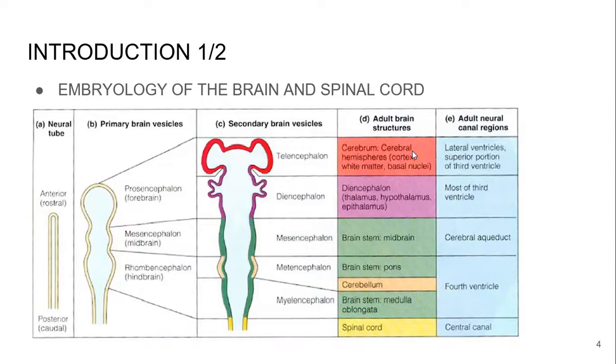Next, we'll have the mesencephalon, which becomes the midbrain. This part of the brain undergoes little structural reorganization compared to the spinal cord and other brain vesicles. The third, we'll have the rhombencephalon, which becomes the hindbrain. This part can be further divided into 3 segments.